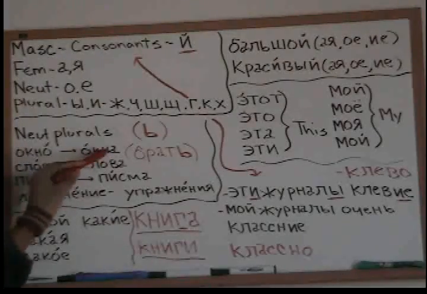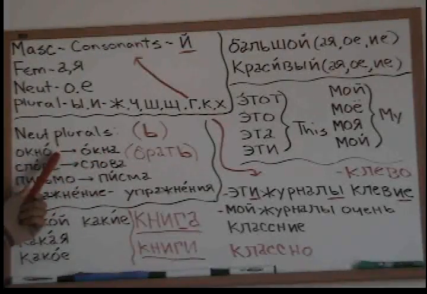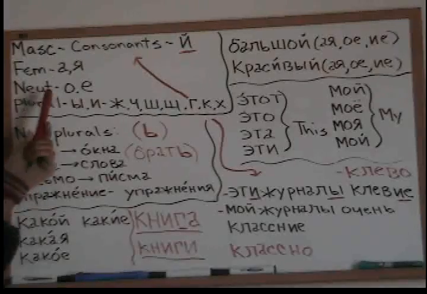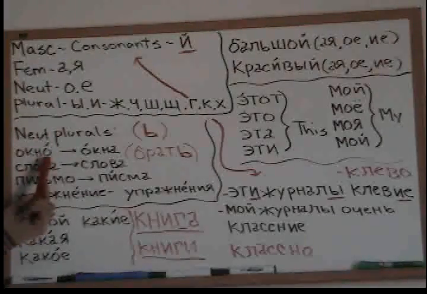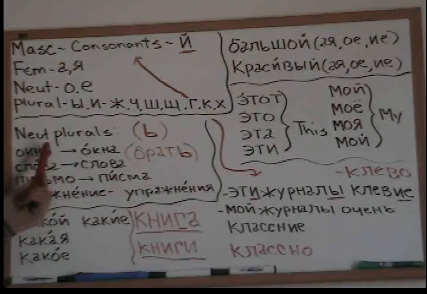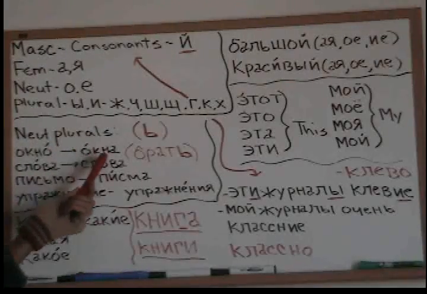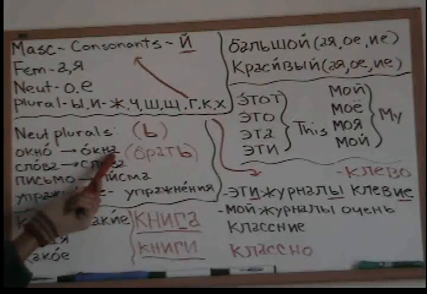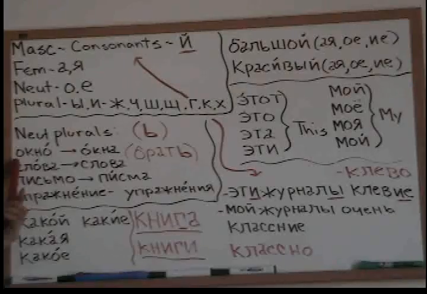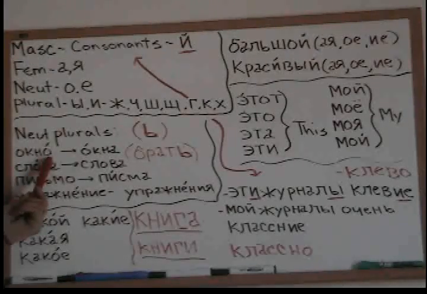Okna. So essentially, if you have a neuter word and you want to make it into the plural, if it ends with this O, this letter here, it's going to turn into an A. Of course, the stress changed. It went from okno to okna. So if it ends with the O, it's going to be A.